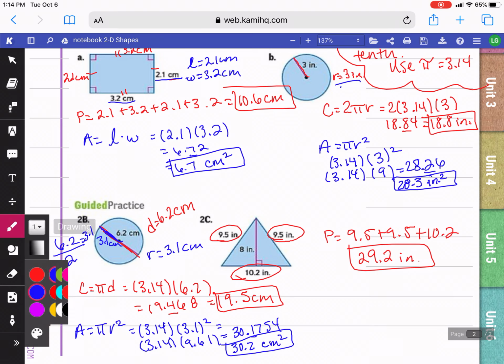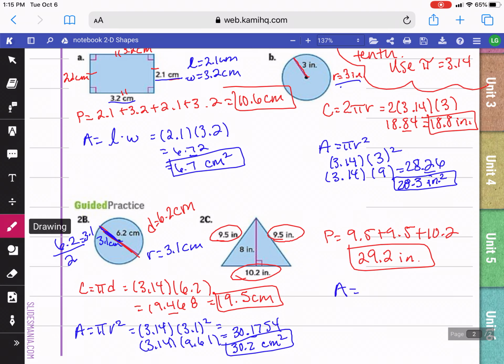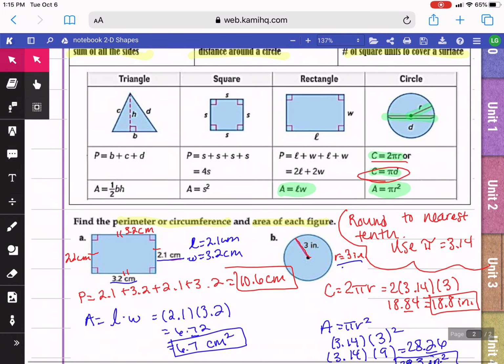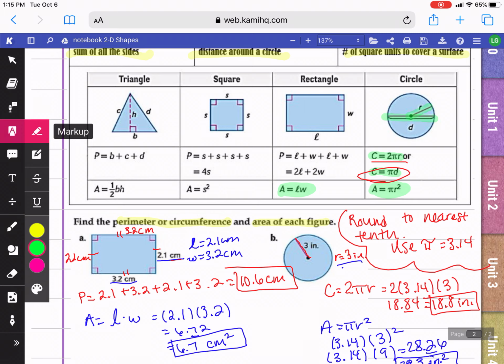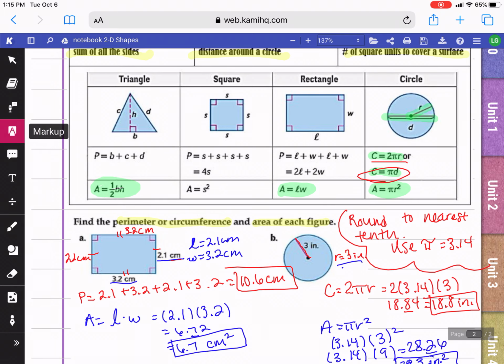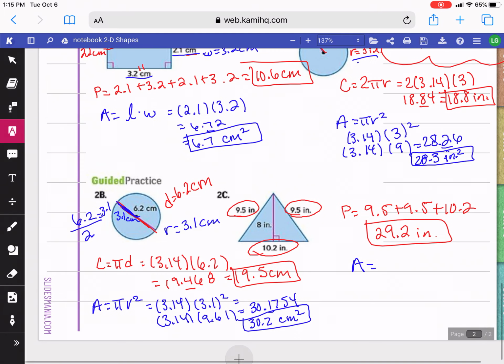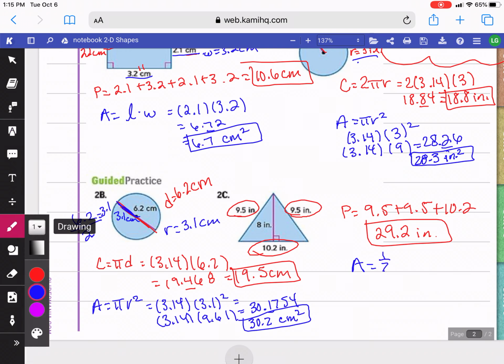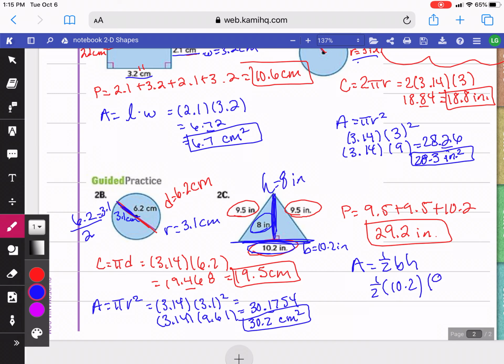Next, I'm going to find the area. Remember, if you don't know your formulas, you want to look them up. So I'm looking up the formula for area of a triangle. And it's right here. It's 1/2 base times height. Your base is your bottom piece here. So our base is 10.2 inches. So I'm going to plug in 10.2. And my height is how high up it is, which is 8 inches. So I'm going to plug in 8 for the height.